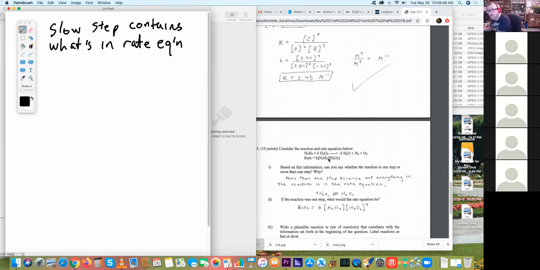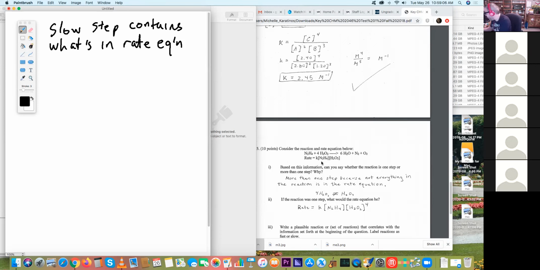The other thing that we have to determine, and this is really the hard part, is whether or not the slow step is the first step or not. This is where things get confusing. We have to really use some powerful logic here to make this kind of determination. So here's what we do.